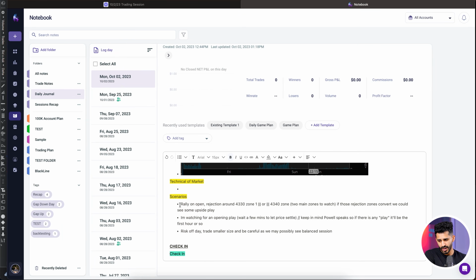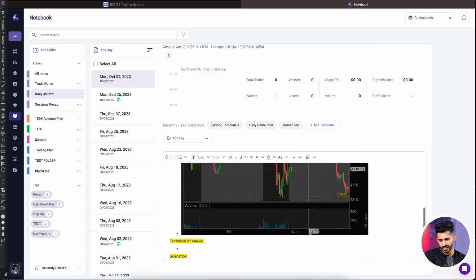So my scenarios are rally on open, rejection around 43.30 zone 1 or 43.40 zone 2. Two main zones to watch. If those rejection zones convert, we could see some upside play. I'm watching for an opening play, wait a few minutes to let price settle. Keep in mind, Powell speaks, so if there is any play, it'll be the first hour or so. Risk off day, trade smaller size and be careful as we may possibly see a balanced session.